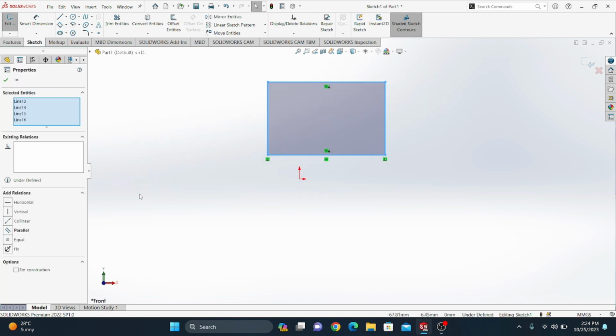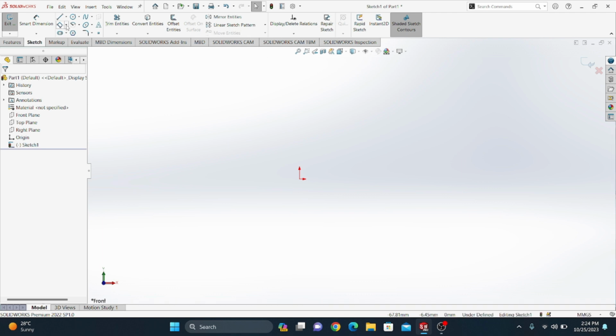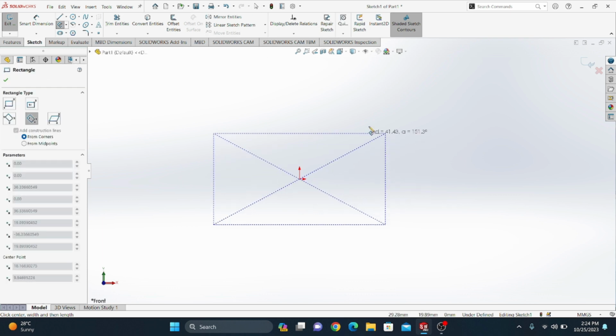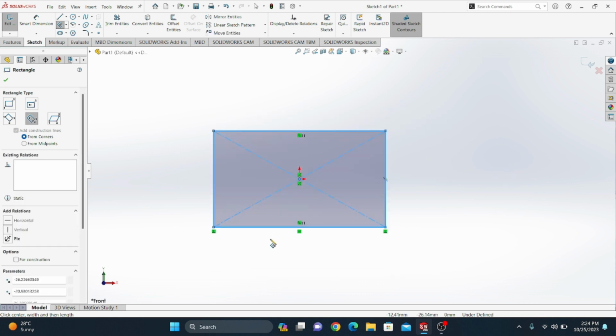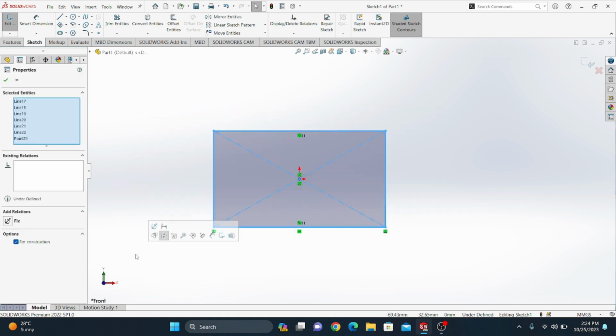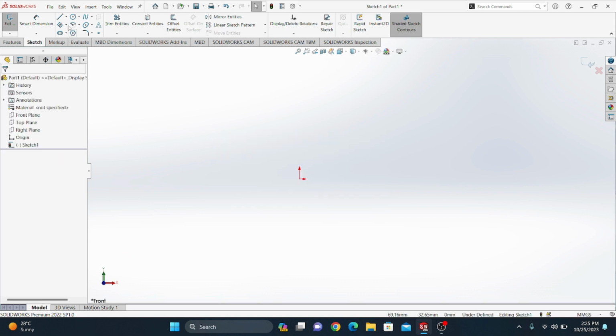You can select any three corners, and then the other one is the 3-point center rectangle. That means you select a center and then two other points to construct your rectangle. This was the other type of rectangle. Okay, moving on to the next one, which is the parallelogram.